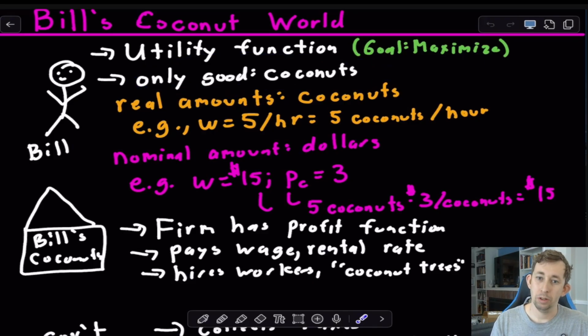And of course, you can do this with real or nominal amounts. If we're talking about real amounts, we're talking about the number of coconuts.